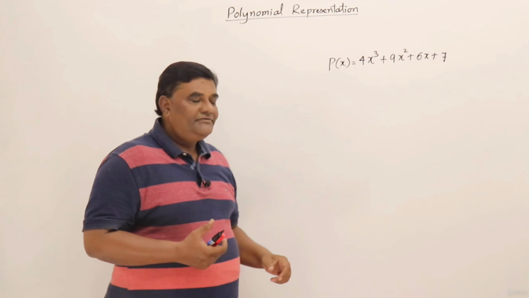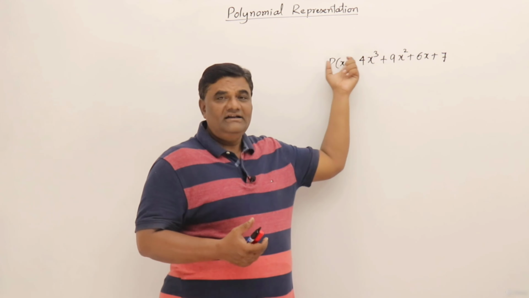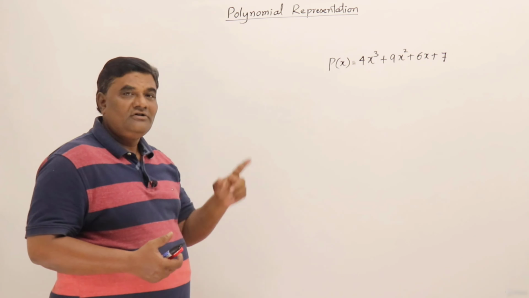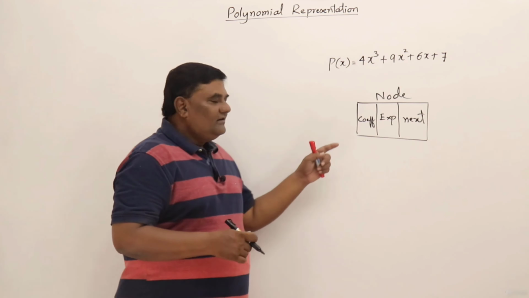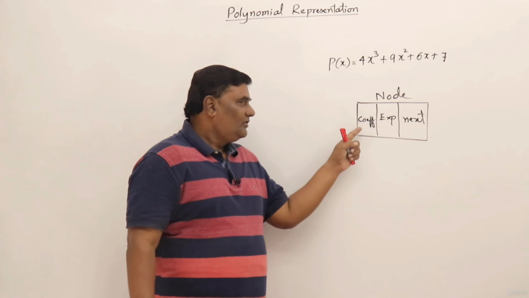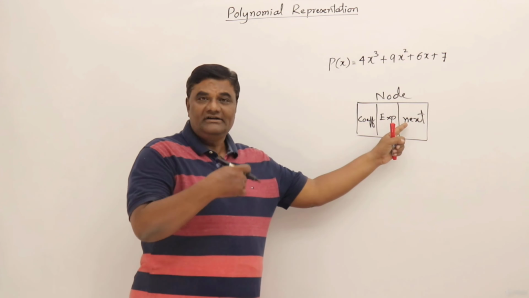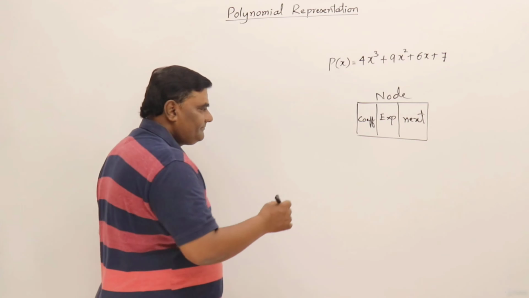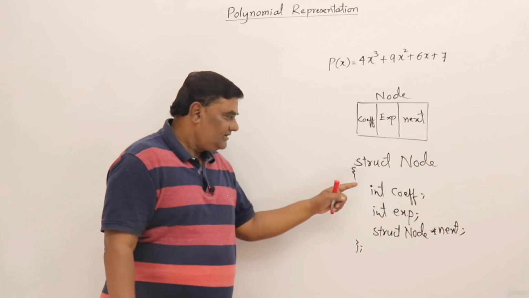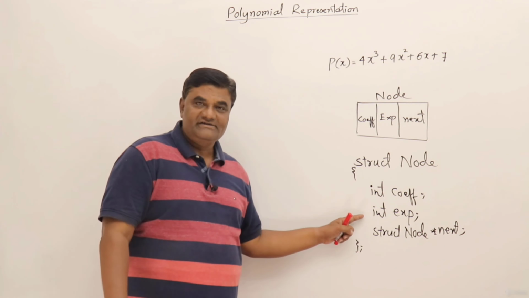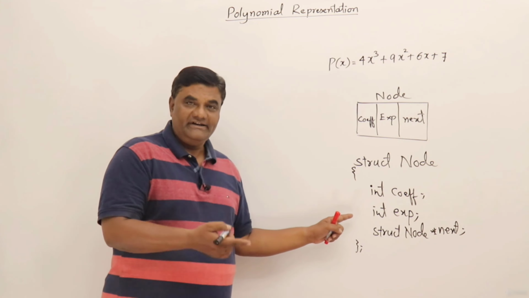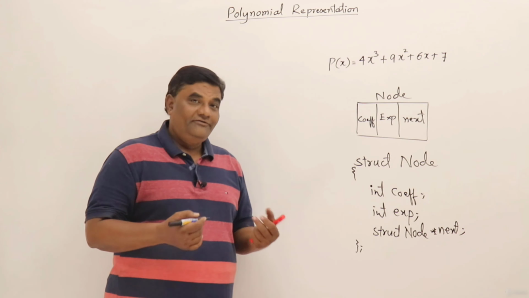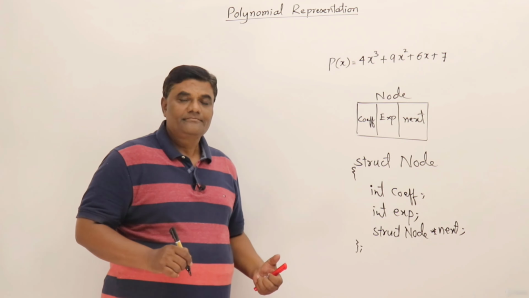For that, we can define each term as a node, and these are a set of nodes. So let us define a node for one single term. Here is a node having a coefficient, an exponent, and a pointer to the next node. Let us define a structure for this. This is a node having an integer coefficient, an integer exponent, and a pointer to the next node. See, I have taken integers. If you feel that the coefficient is a float, you can take float also.